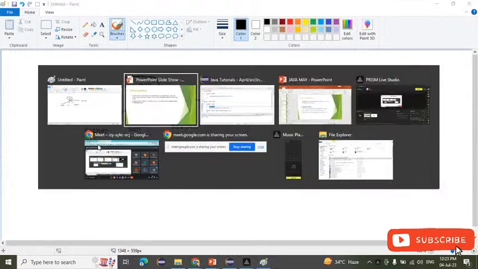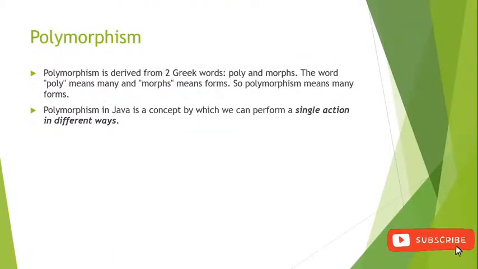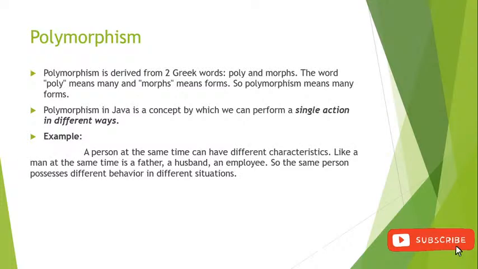So this is the definition of polymorphism, right? Polymorphism in Java is a concept by which we perform a single action in different ways. That is known as polymorphism. And this is our example: a person at the same time can have different characteristics, like a man who is at the same time a father, a husband, and an employee also. The same person possesses different behavior in different situations. That is known as polymorphism.